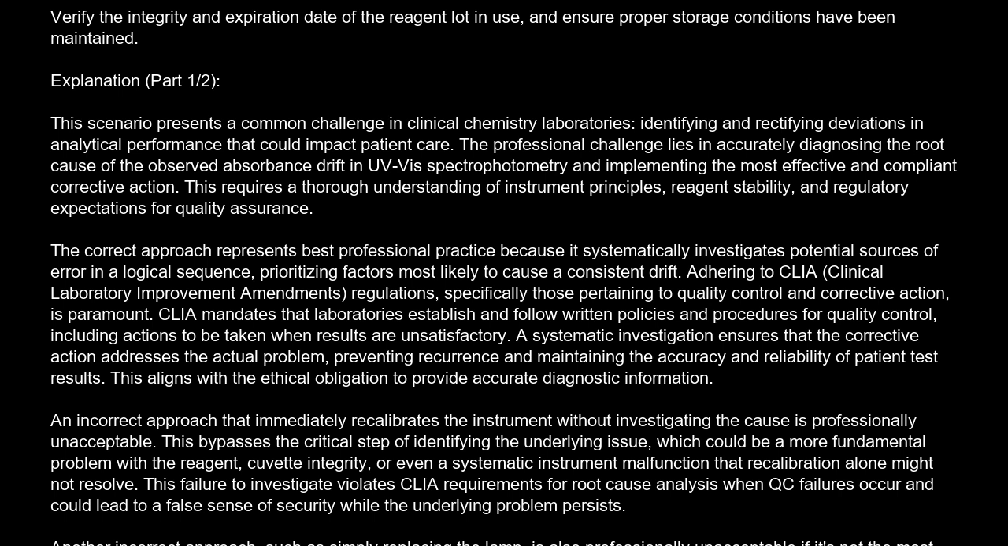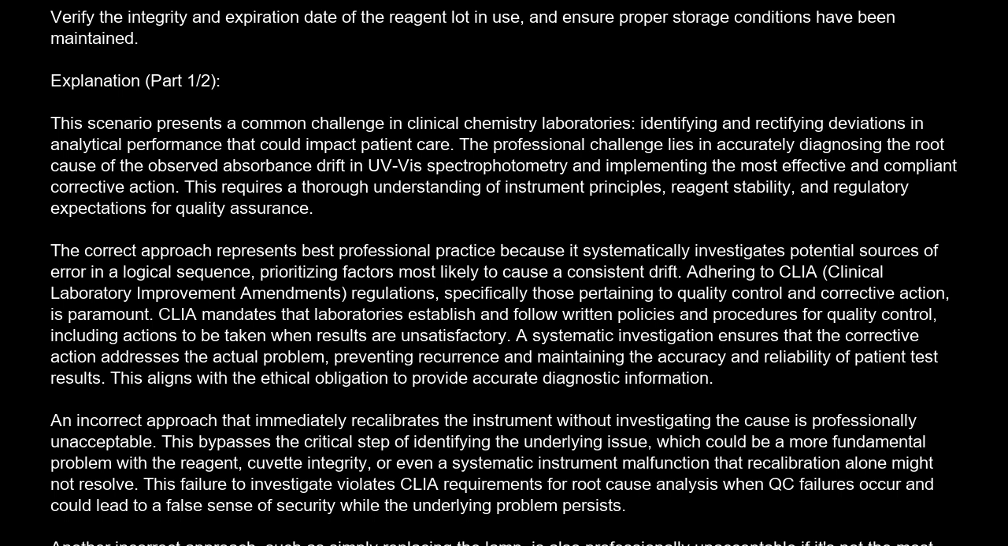An incorrect approach that immediately recalibrates the instrument without investigating the cause is professionally unacceptable. This bypasses the critical step of identifying the underlying issue, which could be a more fundamental problem with the reagent, cuvette integrity, or even a systematic instrument malfunction that recalibration alone might not resolve. This failure to investigate violates CLIA requirements for root cause analysis when QC failures occur and could lead to a false sense of security while the underlying problem persists.